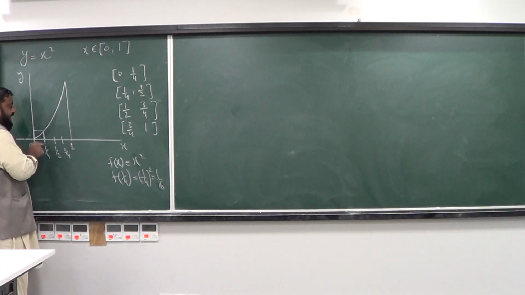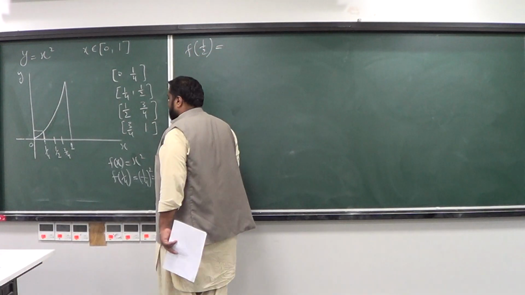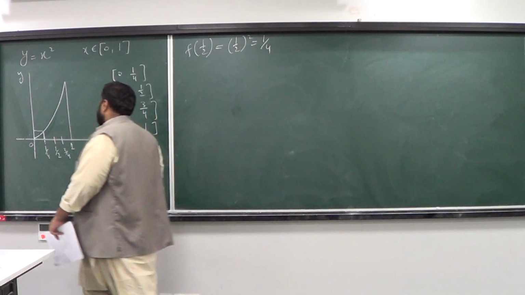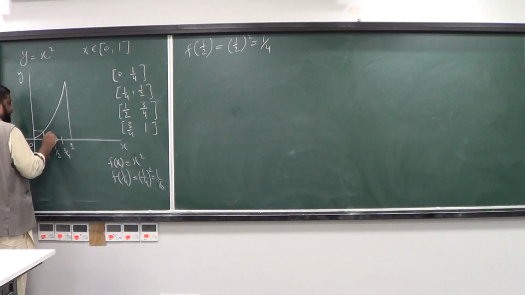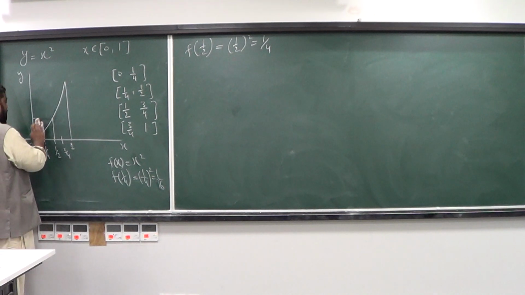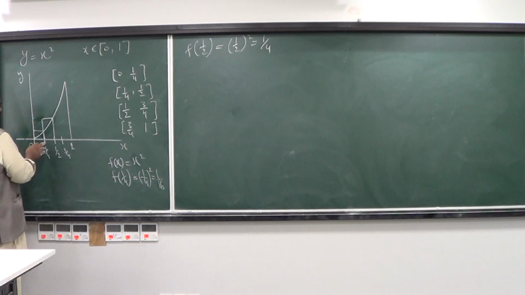Now take the next end point and compute, for example, 1/2. So f of 1/2 is going to be 1/2 squared, so it's going to be 1/4. Corresponding to this point, you have this output, so this height is really 1/4. So this is a rectangle in this interval, and the size of the base is 1/4 and the height is also 1/4.